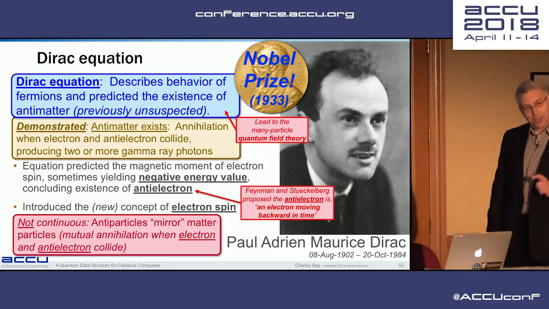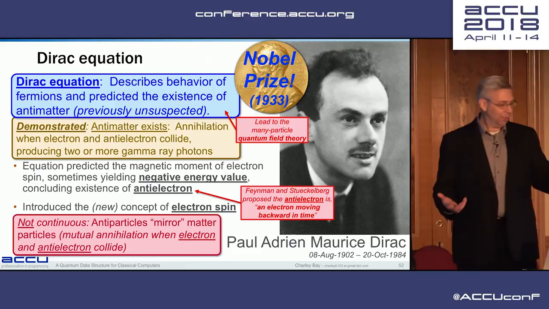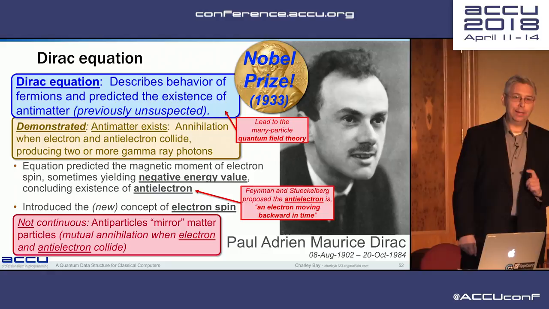Antiparticles exist. They mirror non-antiparticles. So if there's an electron, then there's an anti-electron. And it's perfect mutual annihilation when they collide. And so you have CERN. You can go build antimatter stuff.